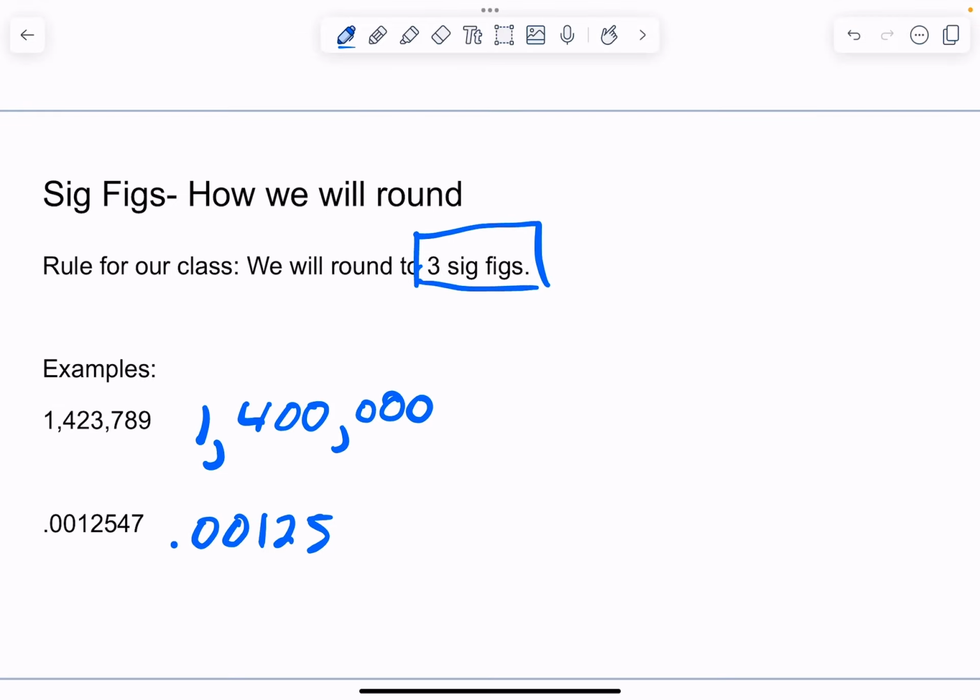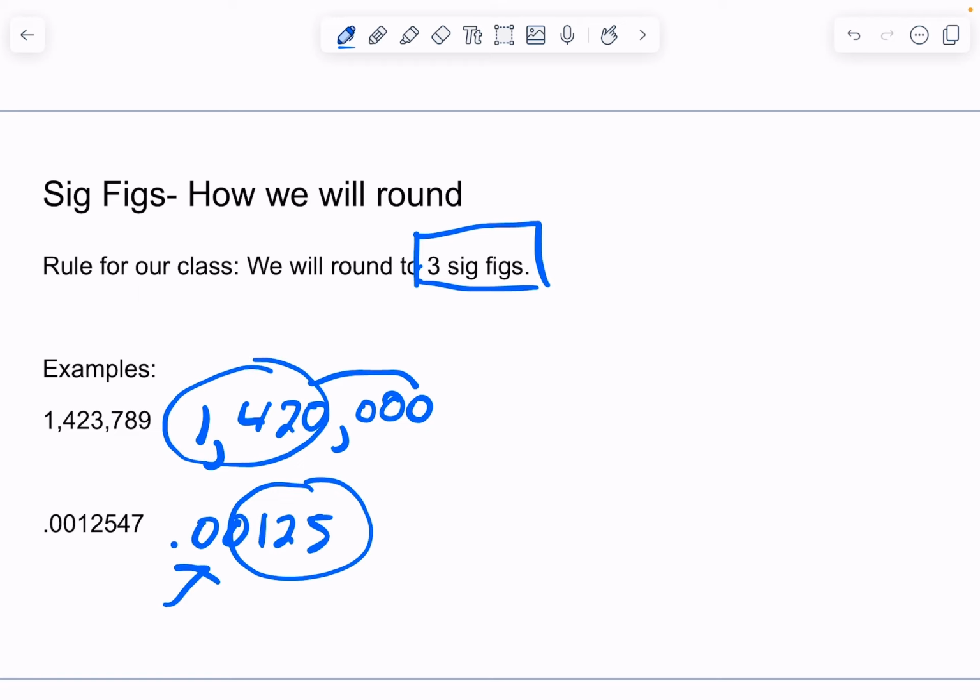Essentially, we're looking for always 3 numbers with the zeros following behind it, or zeros following before it, with 3 numbers afterwards. Okay, so just get in that habit.